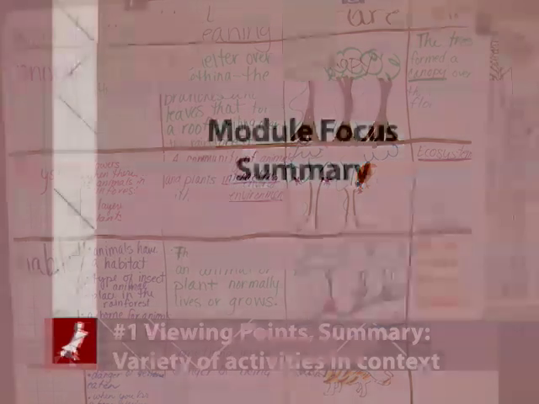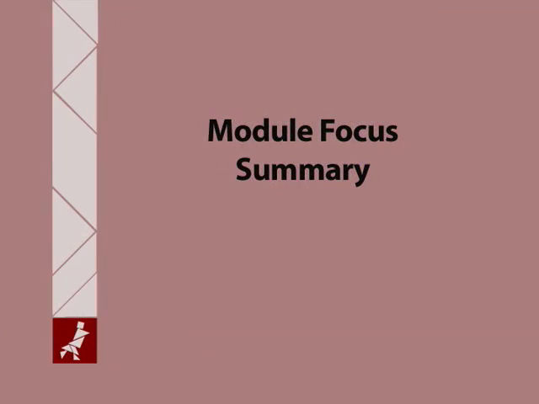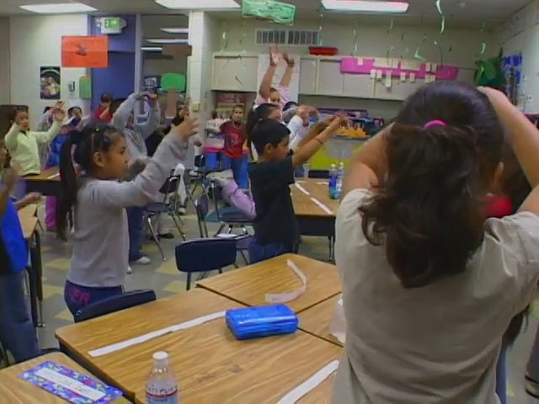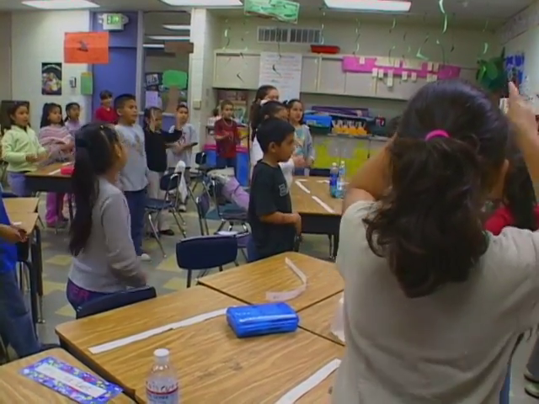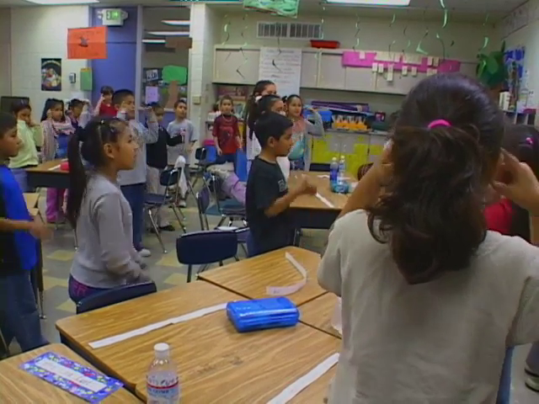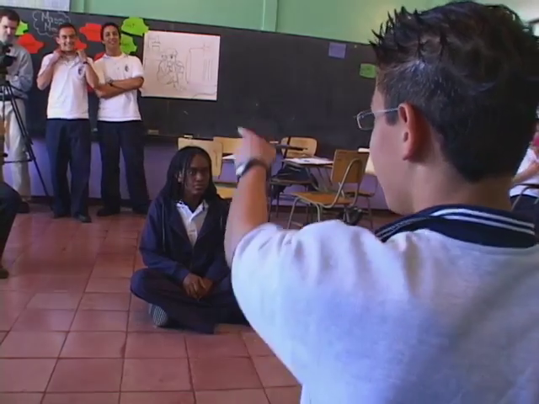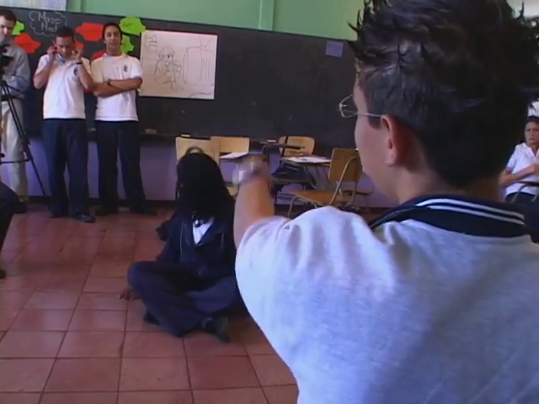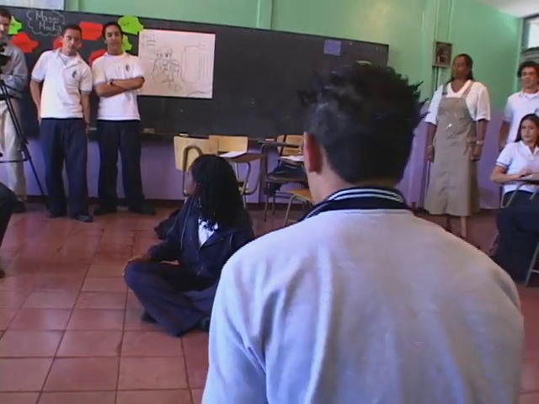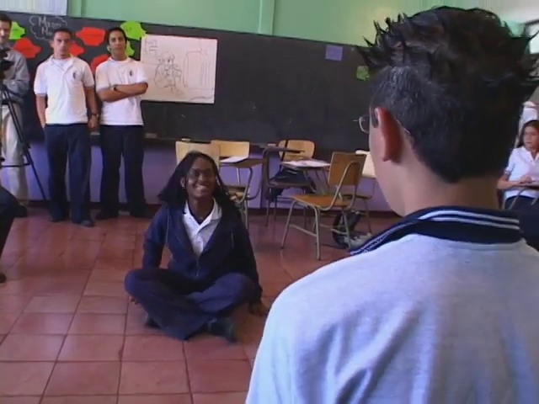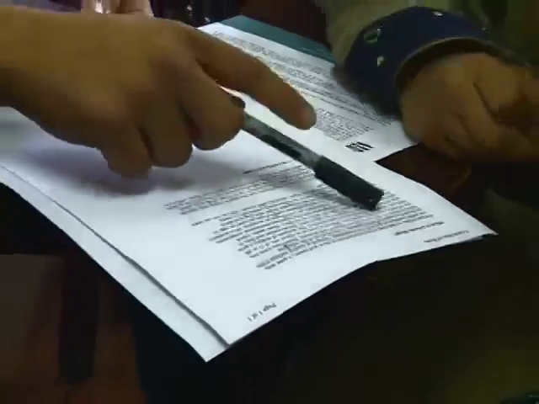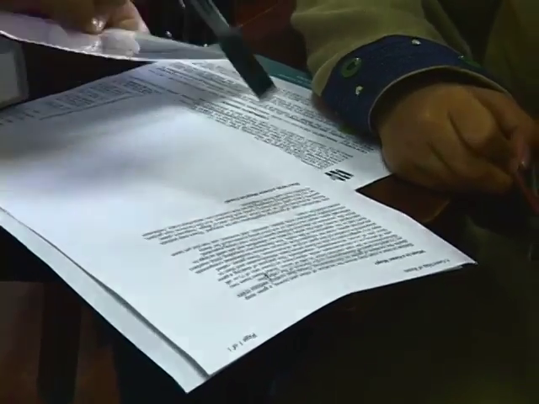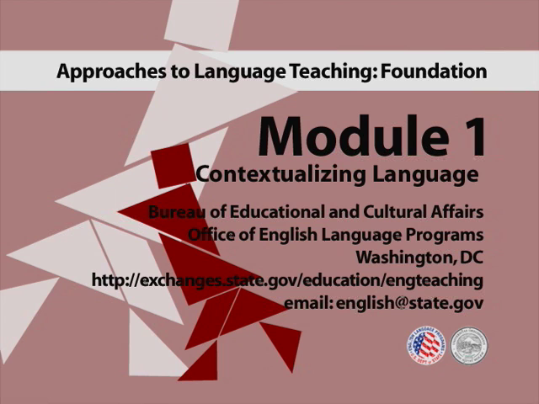Module focus, summary. The focus in Module 1 has been on the context of language teaching. Contextualizing language through the use of themes, topics, and real-world situations can be a way to bring English alive for learners and actively engage them with both language and content. See the manual for readings and more information on this and other topics related to contextualizing language.